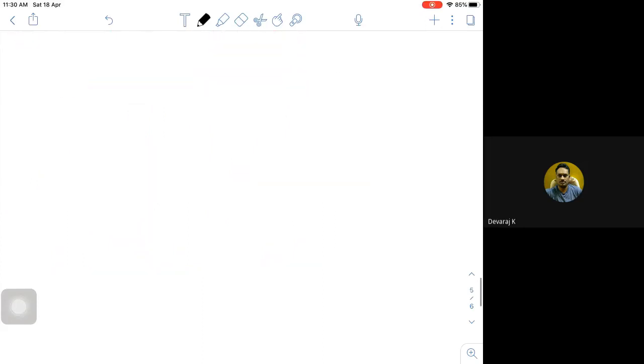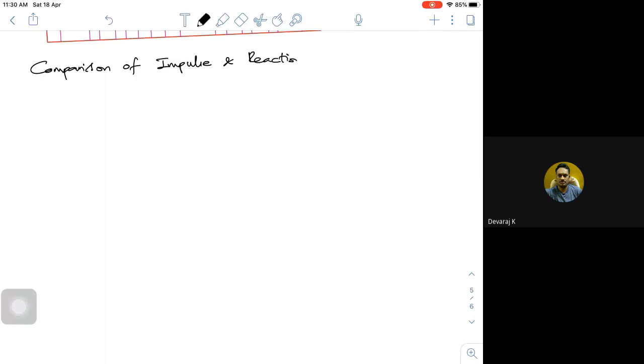Fine. Now, we have seen yesterday a classification of impulse and reaction turbines. If you want, you can cross-check in any of the textbooks. Sometimes they can ask you to compare impulse and reaction turbines. Fine. So, comparison of impulse and reaction steam turbine. I am speaking only with respect to steam turbines.